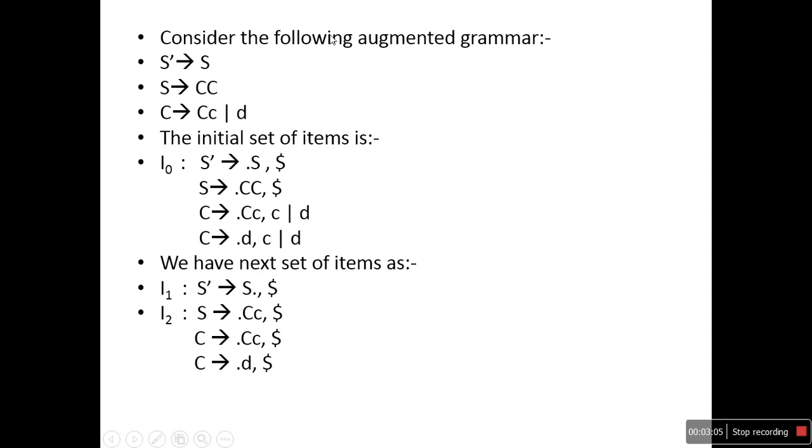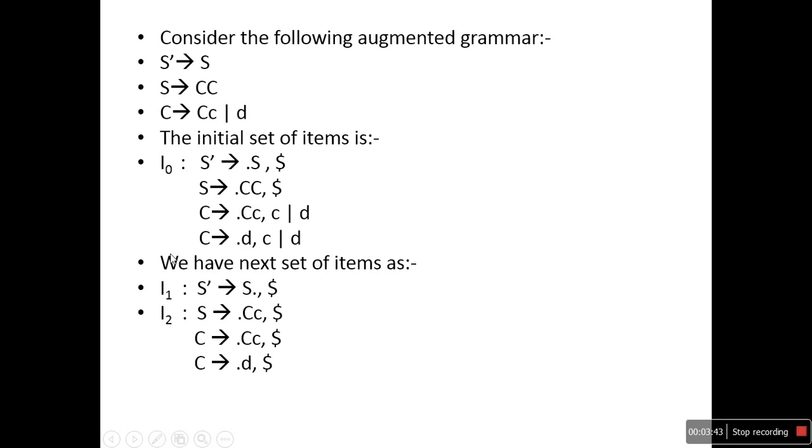Consider the following augmented grammar. What is an augmented grammar? It is nothing but adding an extra production, S' → S. We have the grammar S → CC and C → cC | d, and converting this to an augmented grammar means adding this extra production, S' → S. Now we have to write the goto functions. For every production you have to keep a dot in front of it: S' → ·S, $; S → ·CC; C → ·cC; C → ·d. This is the augmented grammar.